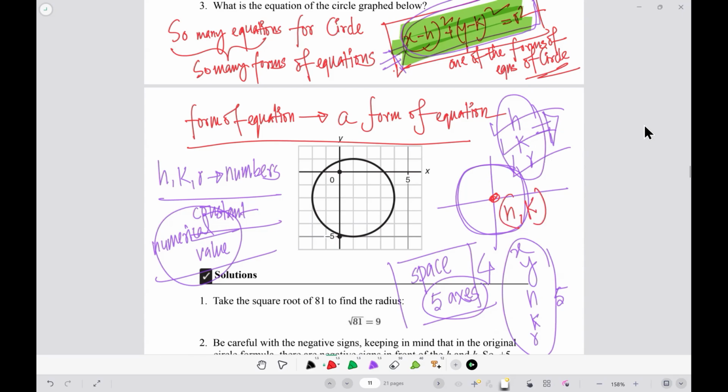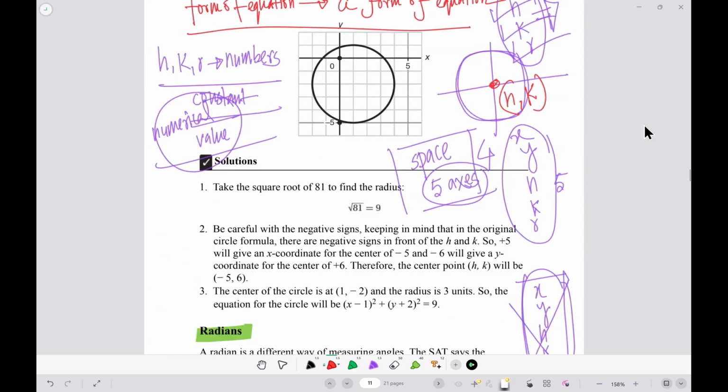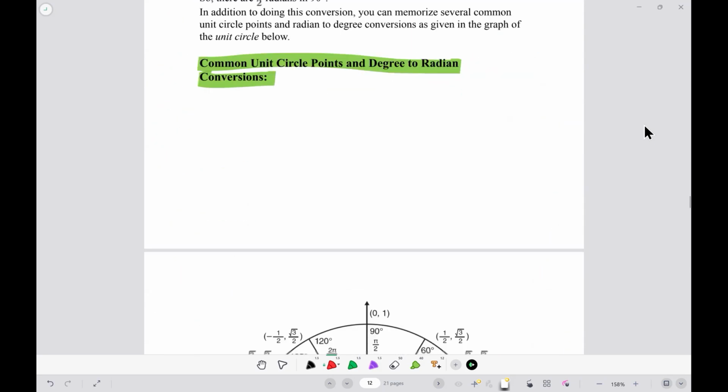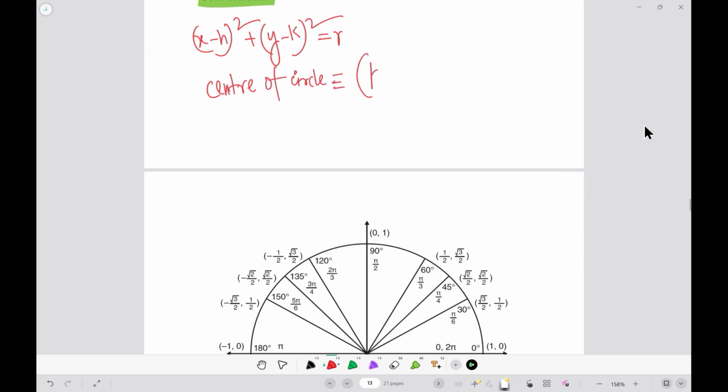This is the center, for the form of equation like x minus h whole squared plus y minus k whole squared equals r squared. The center of the circle is equal to h comma k, and the radius of the circle is equal to r. Do you got it?